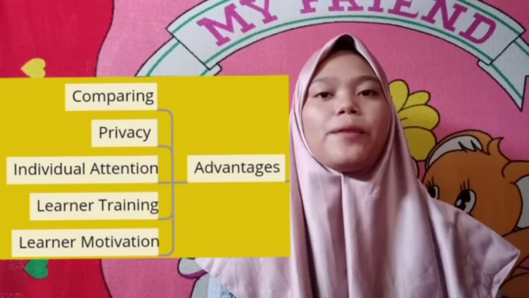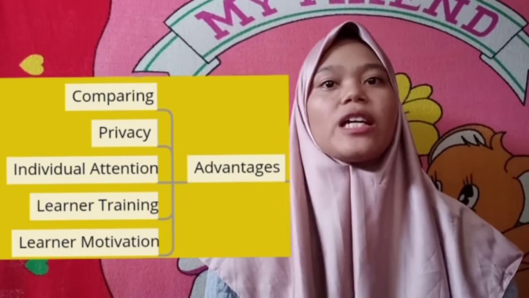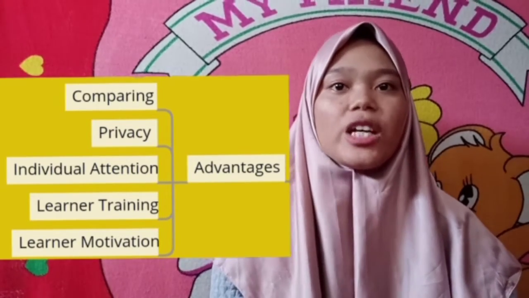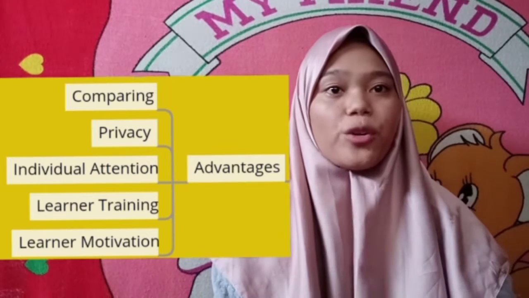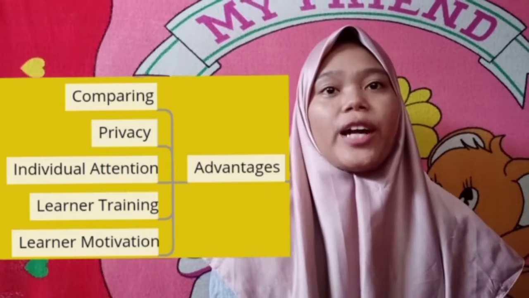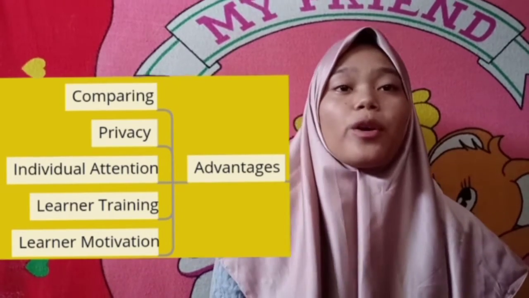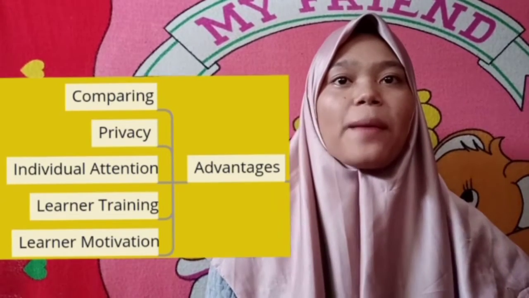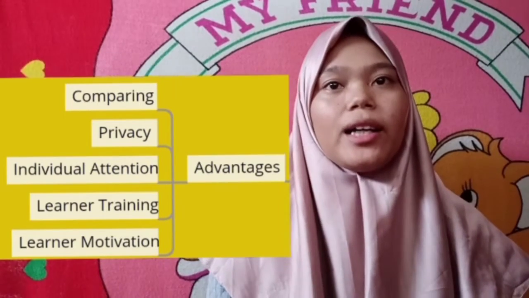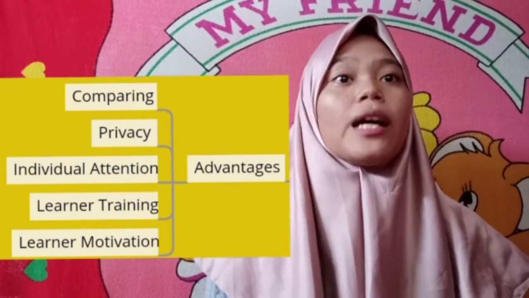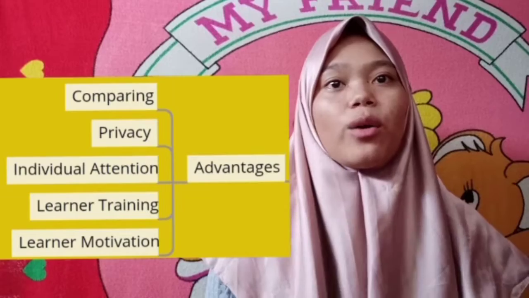Next is going to the advantages of the language laboratory. The first advantage is comparing. The double track allows students to compare the way they say things with the correct pronunciation on a source tape. In this way, they can monitor and get feedback on their own performance even without the intervention of the teacher. And next is privacy. Students can talk to each other, record into the tape, wind and rewind tapes, or type on a computer keyboard without disturbing their colleagues.